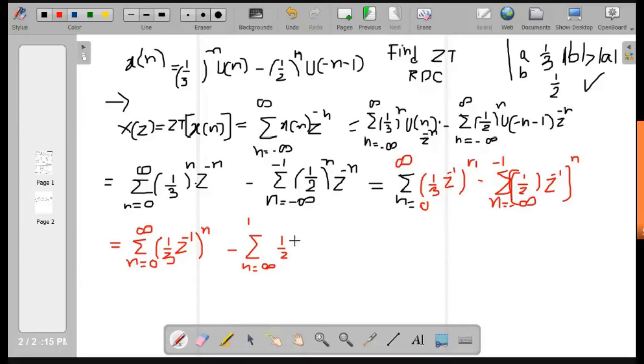Half, then z inverse, then you have minus, and very good. Now again I will change the ink so that you come to know the steps.